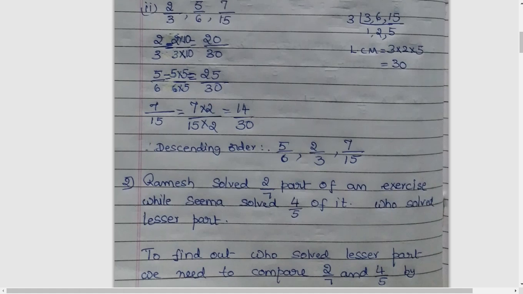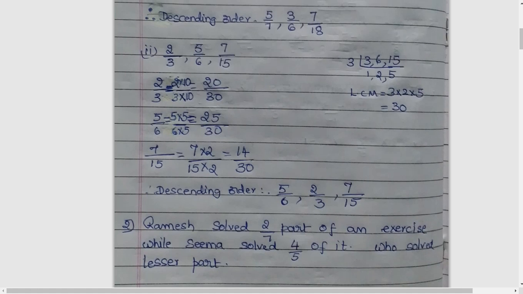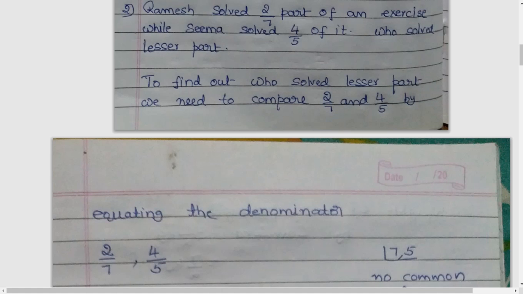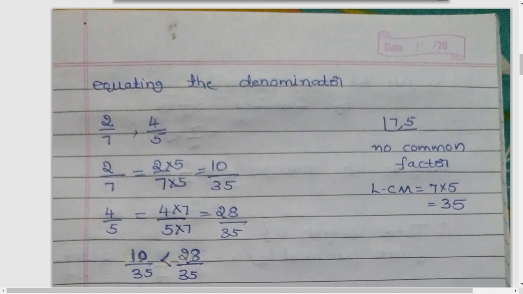To compare these two fractions, again we have to equalize the denominators. As we did in descending order, we equalize the denominators, then we can compare the fractions. See, here the fractions are 2 by 7 and 4 by 5. First we take the LCM of 7 and 5. No common factor, so multiply the denominators: 35. To make 7 into 35, multiply by 5, and the same number for the numerator. 10 by 35 is the product. Here, 7 you have to multiply to get 35, so the same number for the numerator also: 28 by 35.